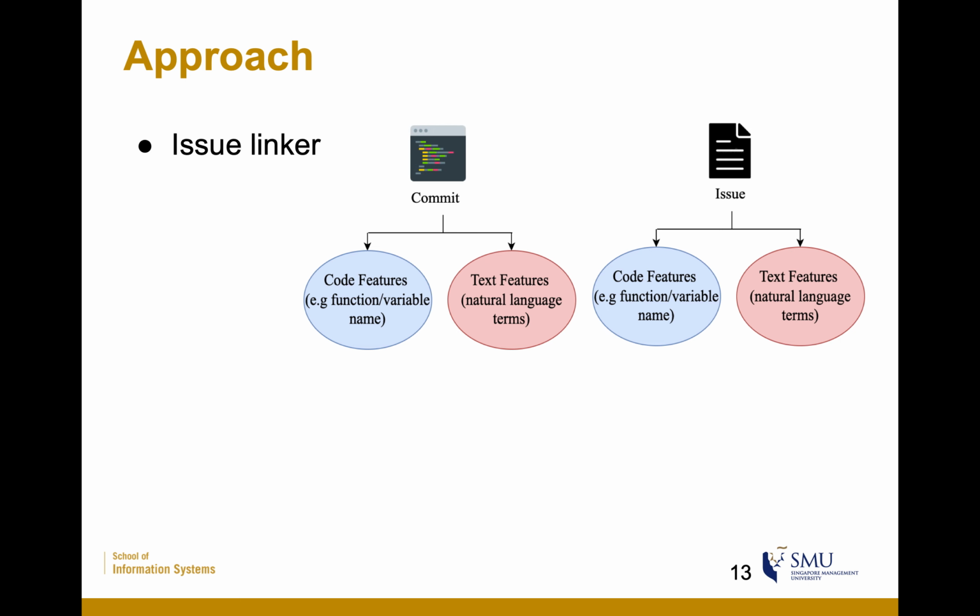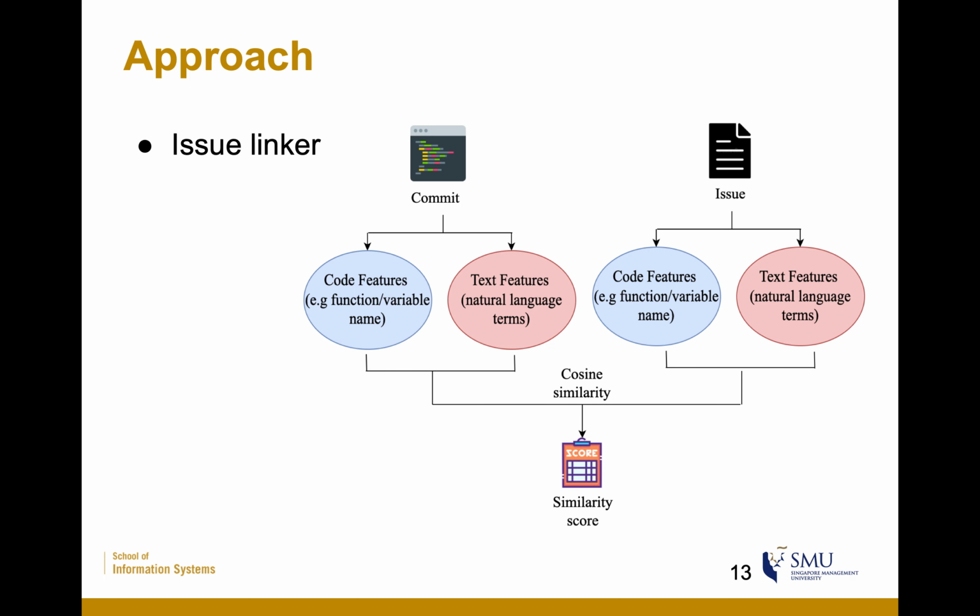In detail, this is how the issue linker works. For each pair of the commit and issue, code features and text features are extracted from both commit and issue, in which code features refer to code terms such as method names and variable names. They're extracted following certain naming conventions, such as camel case qualified names. Text features refer to natural language terms extracted using NLP techniques, that are tokenization, stop word removal, and stemming.